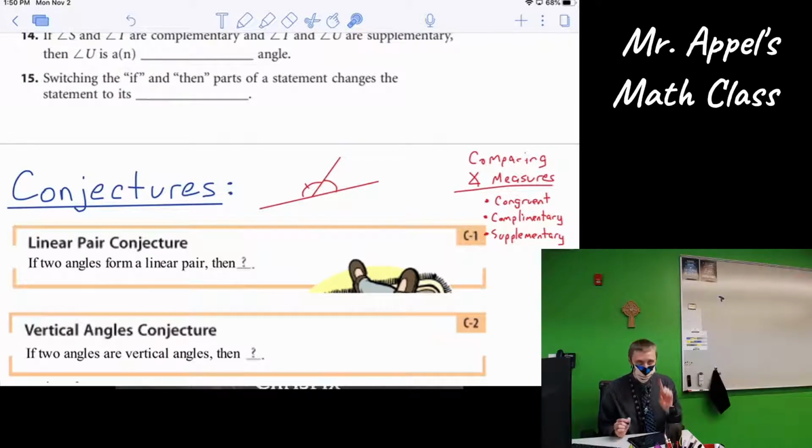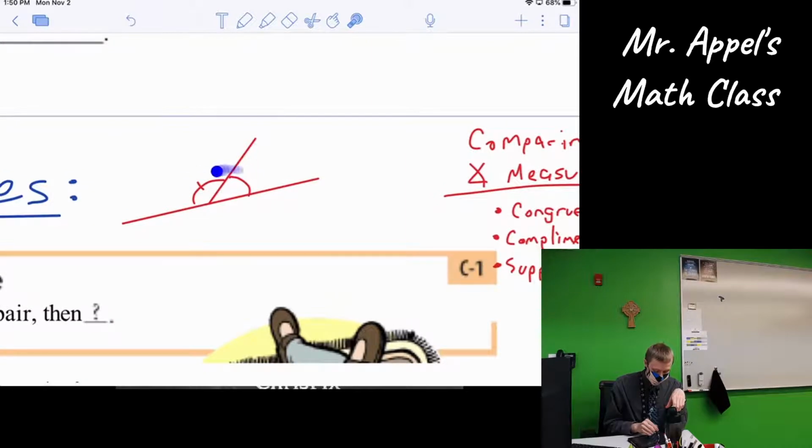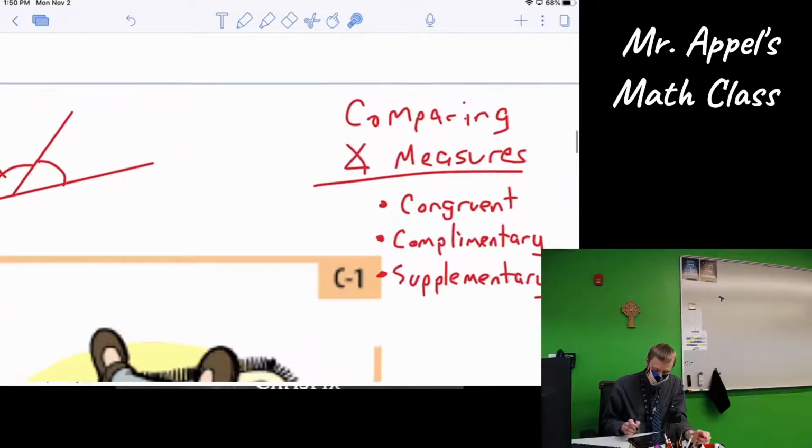If you were to use one word to describe the relationship of the measures, if the angles are a linear pair, how do their measures compare? Are the measures the same and the angles are congruent? Do the measures add up to 90 degrees and they are complementary? Or do the measures add up to 180 degrees and the angles are supplementary? This will always be our three words to use to describe angle-measure relationships.